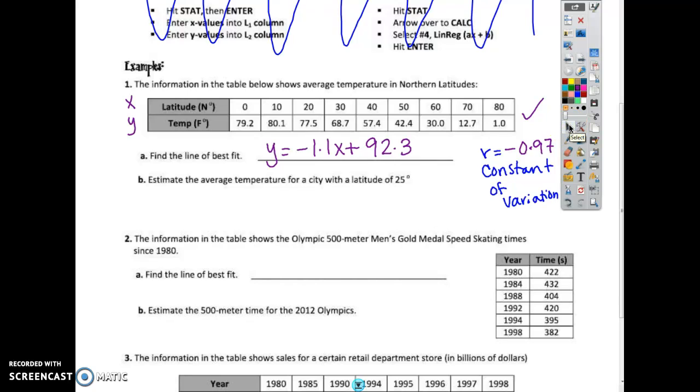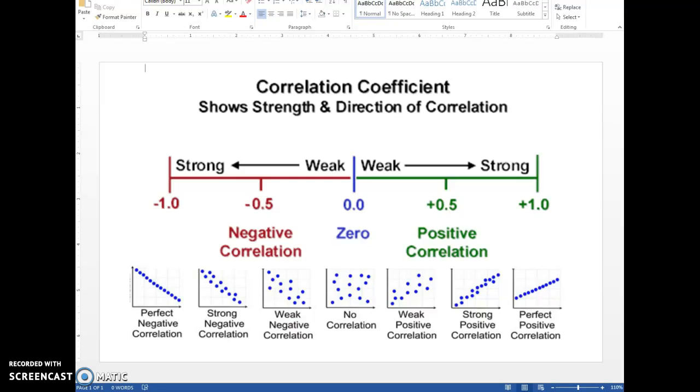Okay, and I'm going to show you what the r does. So this is the constant of variation, the correlation coefficient, and these are the differences. As the number gets closer to 1, the more perfect the line is. As the number gets closer to 0 on the positive side, the closer to no correlation, right? Same thing to the other side: the closer to negative 1 that it gets, the closer to a perfect negative correlation, and the closer to 0 it gets on the negative side, the closer to no correlation.